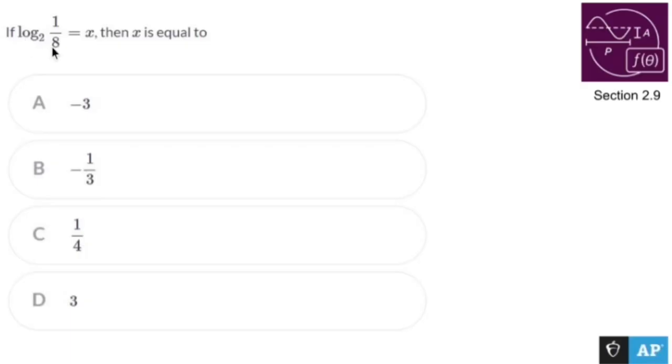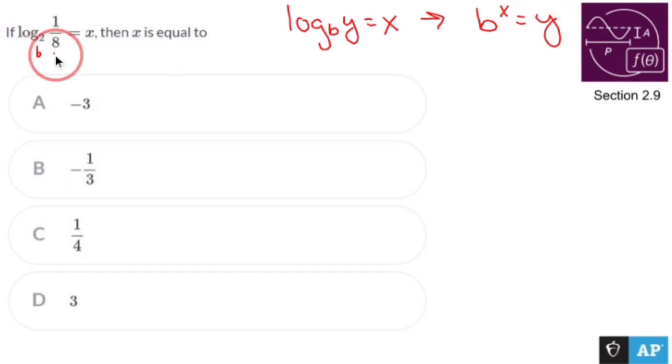If log base 2 of 1/8 is x, then x is equal to... all right, well, I know that log base b of y equals x can be written as b to the x equals y. So if you're my base, and if you're my y, and x is my x, I can write this out as b to the x equals 1/8.